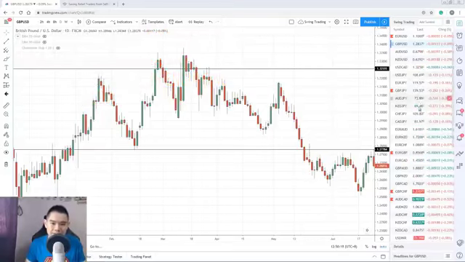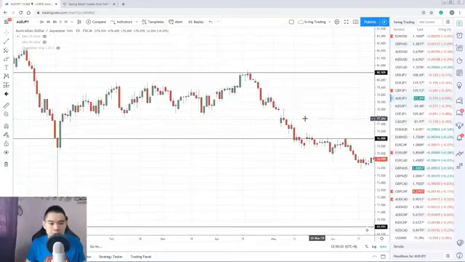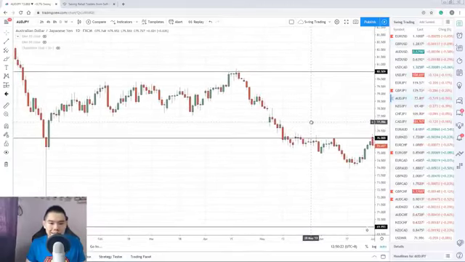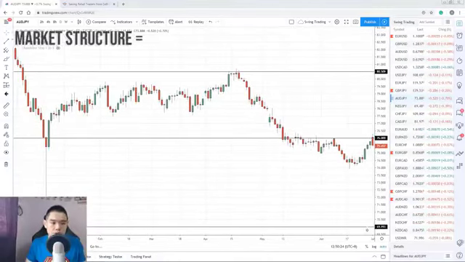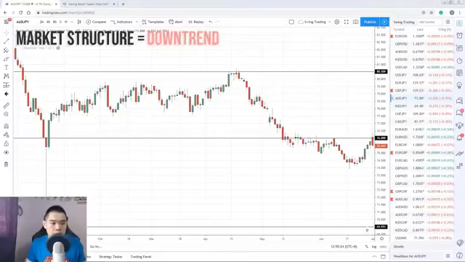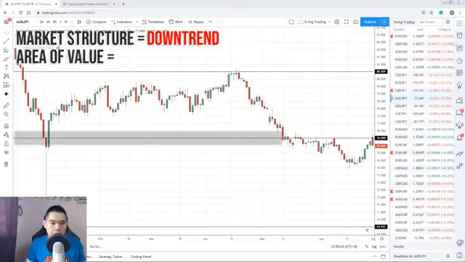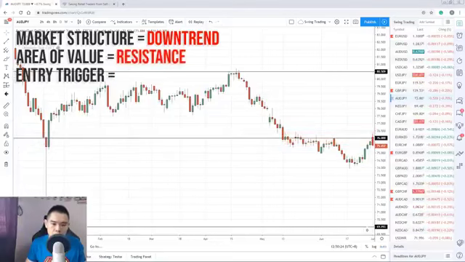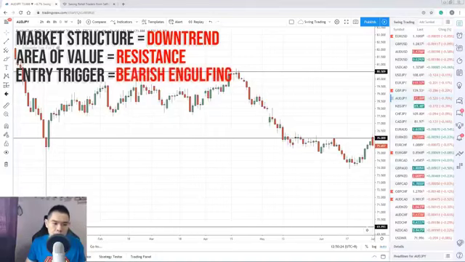Let me share with you another example. So this one over here, you can see again, this is kind of similar to the pound dollar one. What is the market structure? Again, to me, it's in a downtrend. Area of value, from what I'm seeing, this is the previous support that now acts as resistance, and this resistance is still holding up. Let's call it R. Entry trigger, you have something that looks kind of like a strong price rejection. I would say it's a bearish engulfing pattern. Let's call it B.